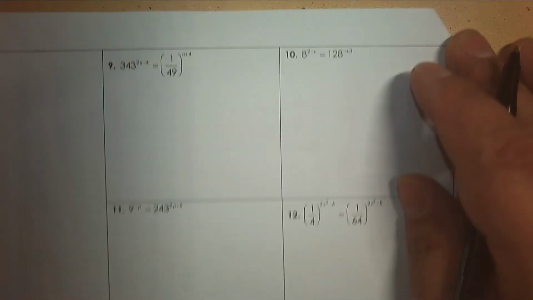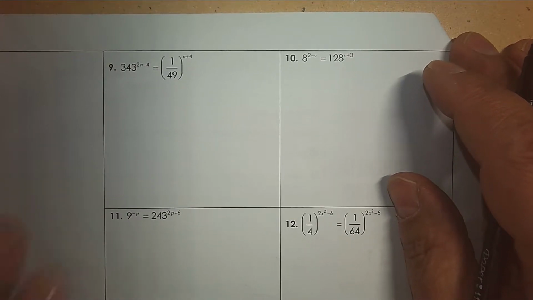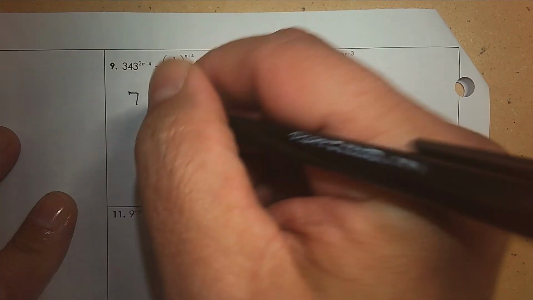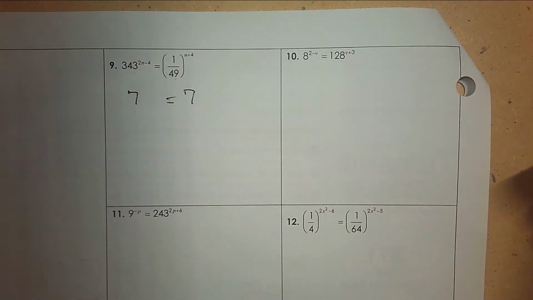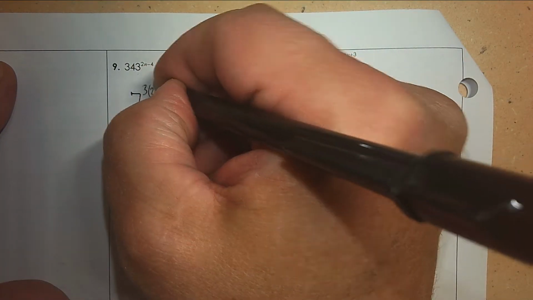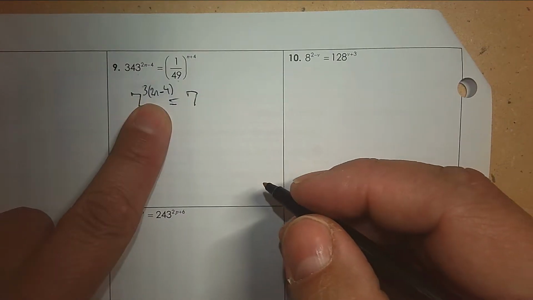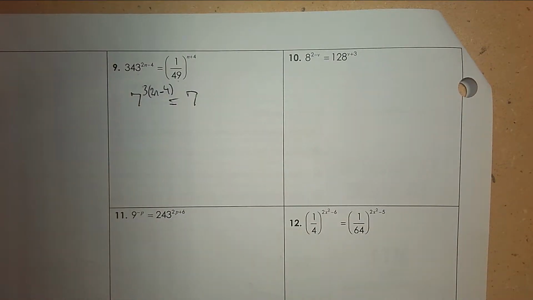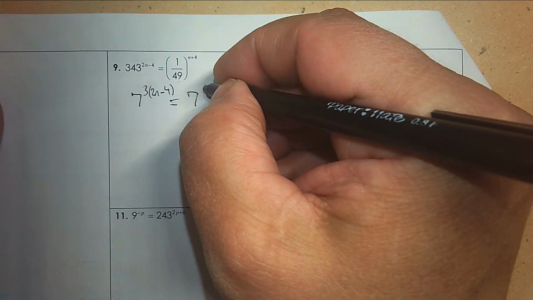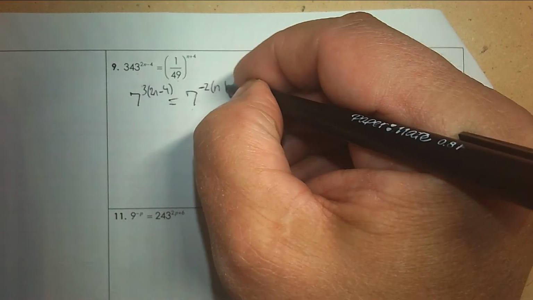So, honestly, the only hook is, can you make the bases the same? So 343 and 1 over 49, the common base is going to be 7. Do you know that 7 to the exponent 3 is 343? And you have to remember the old exponent and the new exponent, they multiply. How about 1 over 49? That's 7 to the, and the old exponent and the new exponent, they multiply.